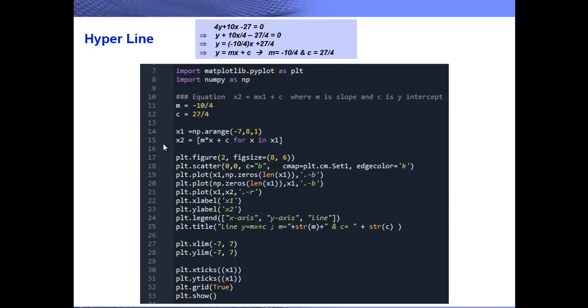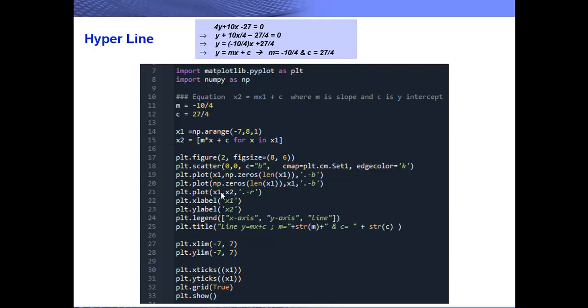matplotlib library functions. So now what is our aim is, let's draw a plot scatter 0, 0, just to show the origin in blue. We will see why it is so. So plot x1, np.zeros of the length of x1, and a blue line. So I think it is the x-axis and y-axis passing through 0, 0. So two lines we are drawing here.